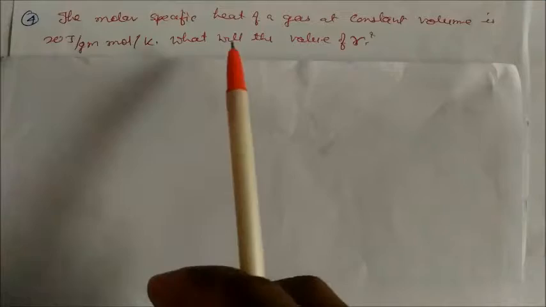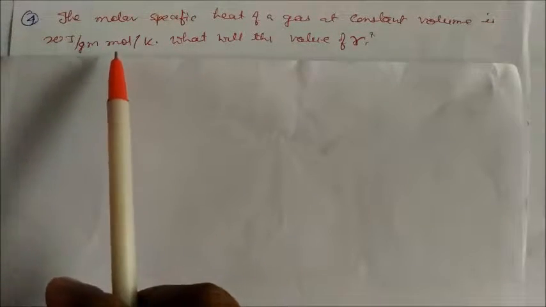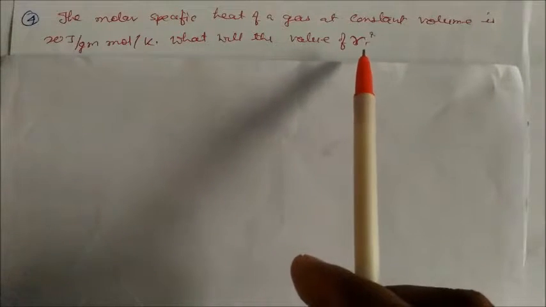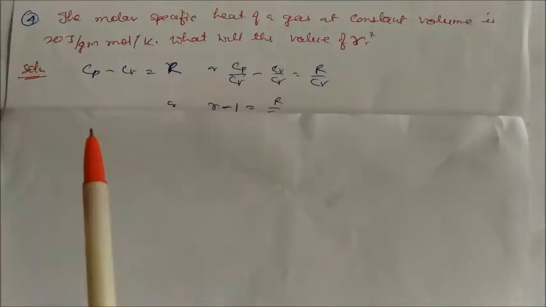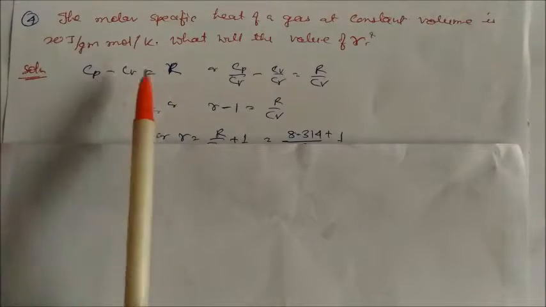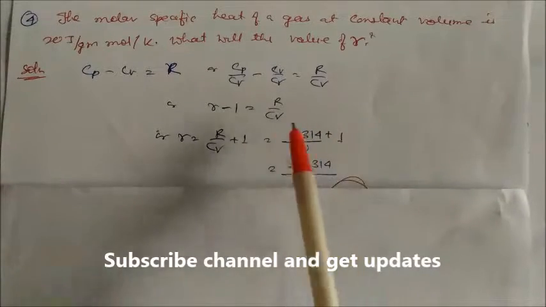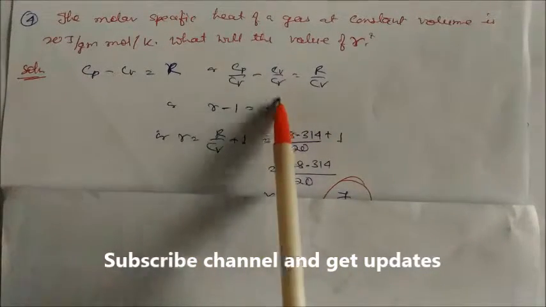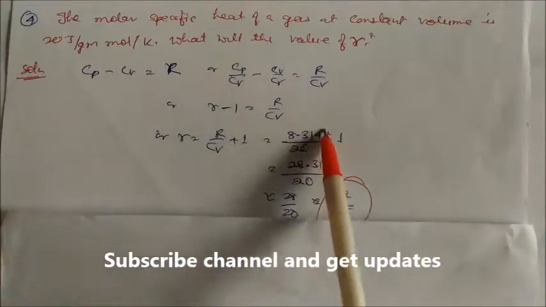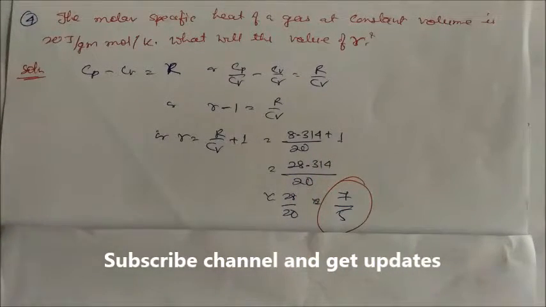The molar specific heat of a gas at constant volume is 20 joule per mole per Kelvin. So what is the value of gamma? We know the relation Cp minus Cv equal to R. If you divide by Cv, this becomes gamma minus 1 equal to R by Cv. So gamma is R by Cv plus 1. So substitute the value of R, Cv is 20. If you add, you will get the value 7 upon 5.